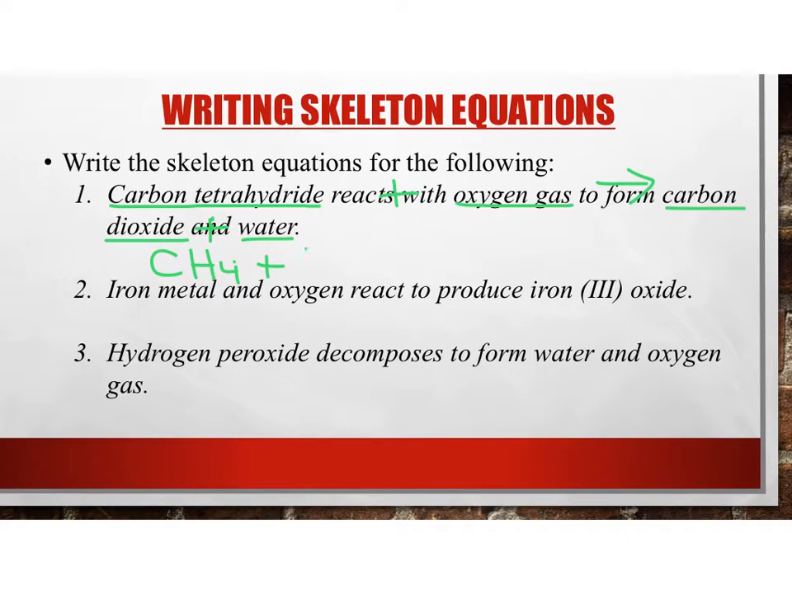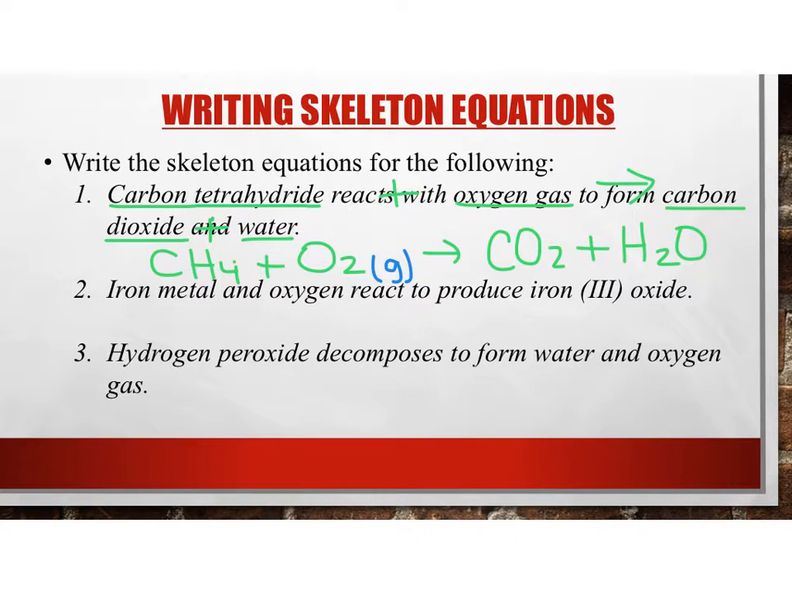reacts with oxygen gas. Remember, oxygen is a Hofbrinkel, therefore we have to write it in its diatomic form since it's not bonded to any other elements. We also see that it is listed as a gas, so we want to go ahead and identify that it is a gas in our equation. To form, that's our arrow. Carbon dioxide and water.